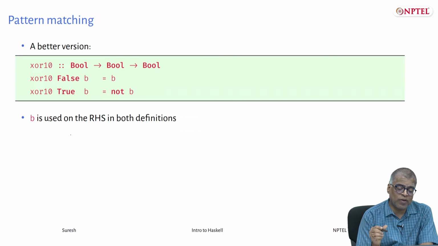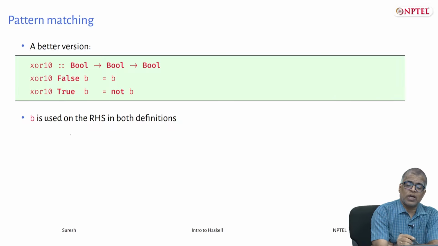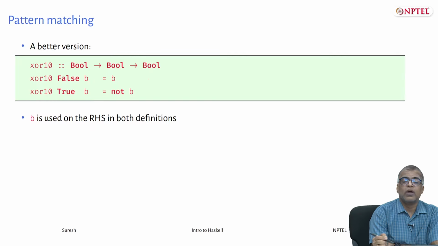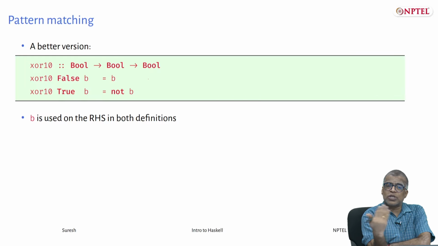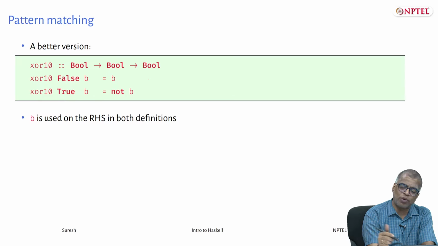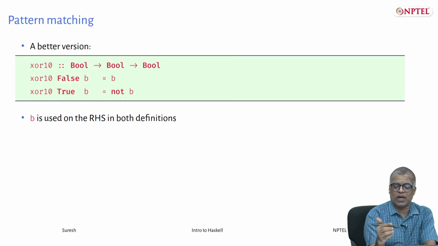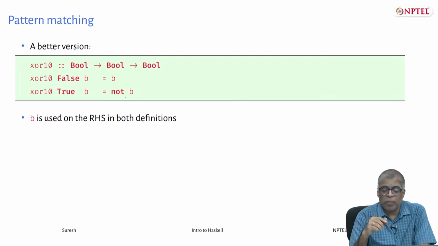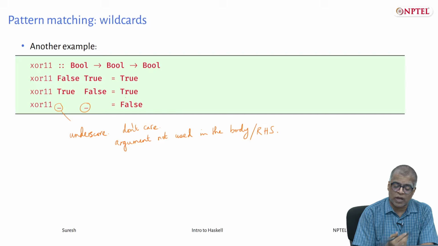And here is another version. XOR 10 false B is B, XOR 10 true B is not B. So, if the first argument is false, you just return whatever is the second argument, whereas if the first argument is true, then if the second argument is also true, you should give false. If the second argument is false, you should give true. So, it is negation of the second argument. So, you do not B. These are all multiple ways of defining functions using pattern matching.